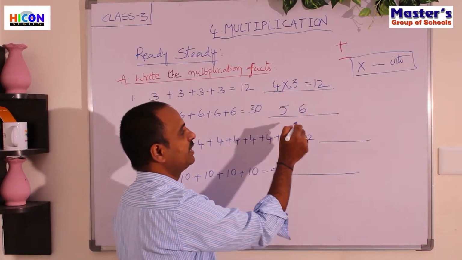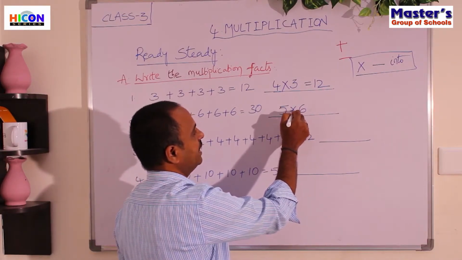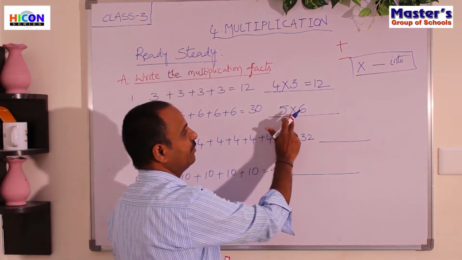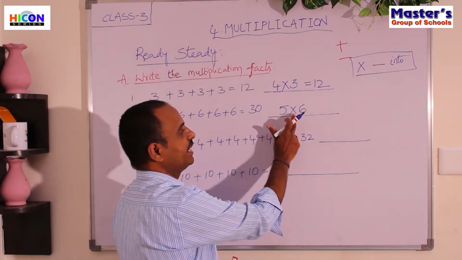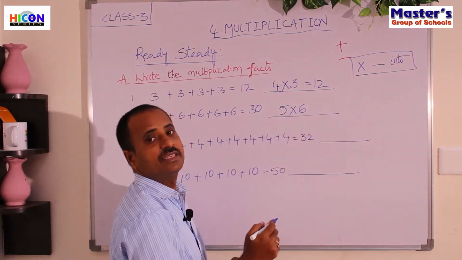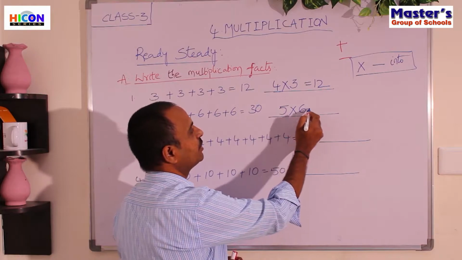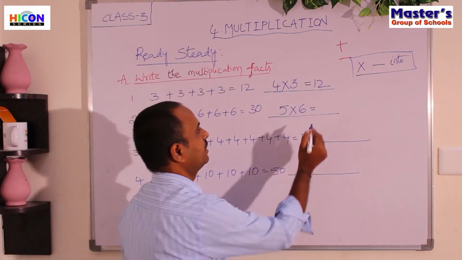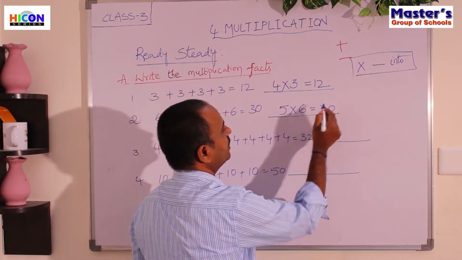What is the symbol for multiplication? Into. So write the symbol into. So children, so how much? 5 into 6. It can be read as 5 into 6. This symbol here can be read as into. That's why 5 into 6. Children, how much? 5 6s are 30. So very good. 5 6s are 30.